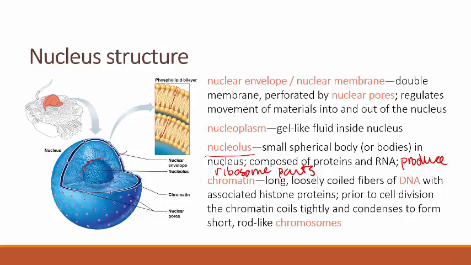So the nucleolus is here. It's tempting to think that the nucleolus is where we find the DNA, but that's not the case. It's just there to produce ribosomes, and so if it's a cell that has to make a whole lot of proteins, then there may be lots of nucleoli inside the nucleus.